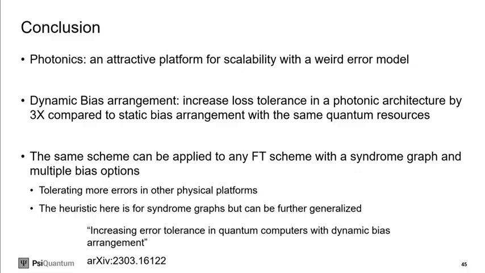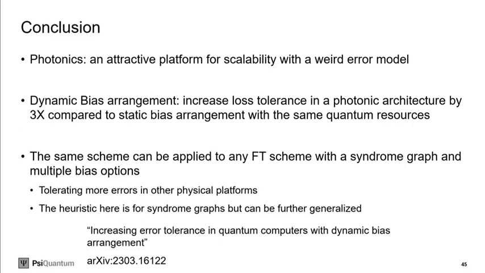So, thank you. In conclusion, I've just talked about photonics. It's an attractive platform for scalability, but it has a weird error model. Thankfully, theoretical tricks can be used to actually handle this weirdness. In particular, today I've described a trick called dynamic bias arrangement, which allows us to increase the loss tolerance in a photonic architecture by 3 times compared to static bias arrangement with the same quantum resources. The same trick can be applied to any fault tolerance scheme with a syndrome graph and multiple bias options.